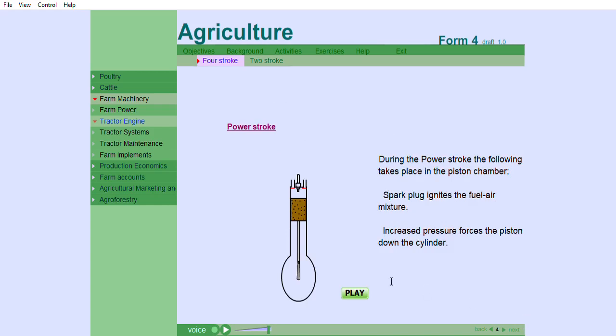Power stroke. During the power stroke, the following takes place in the piston chamber. Spark plug ignites the fuel-air mixture. Increased pressure forces the piston down the cylinder.